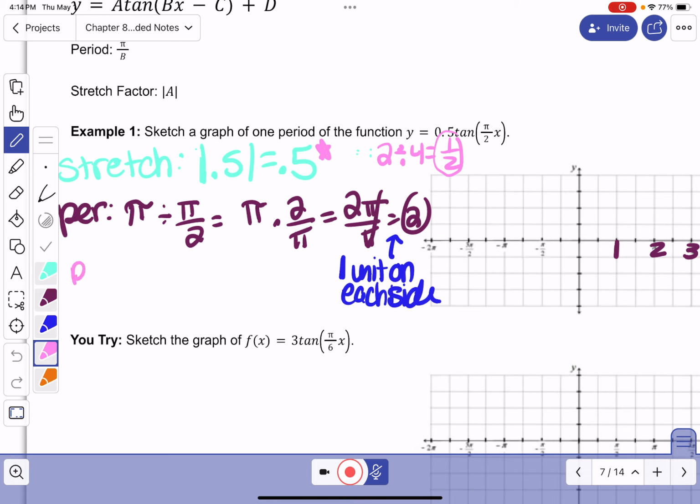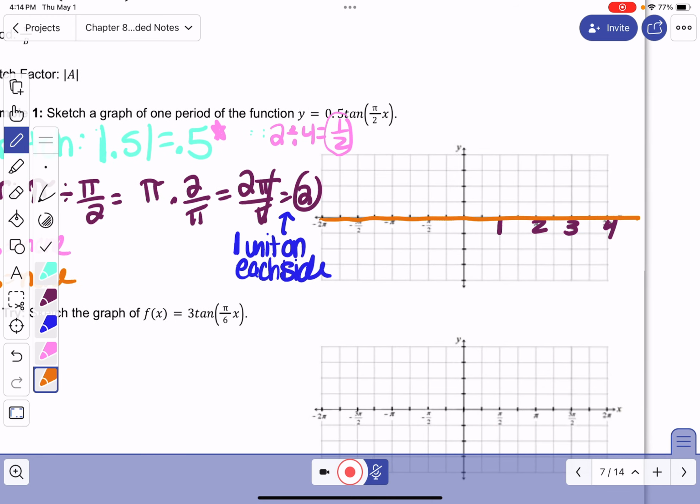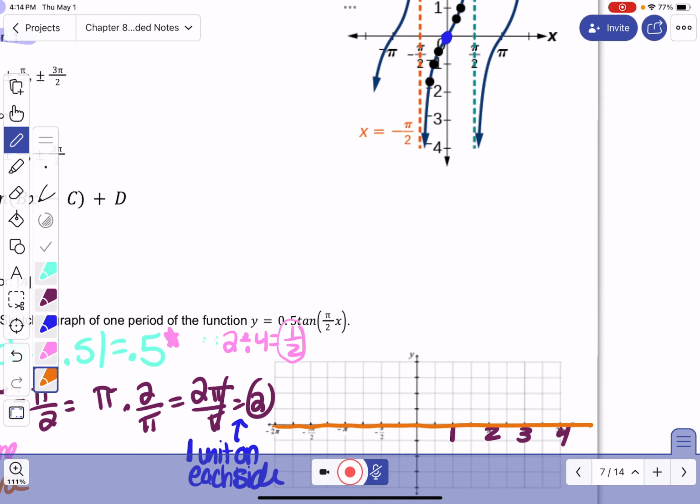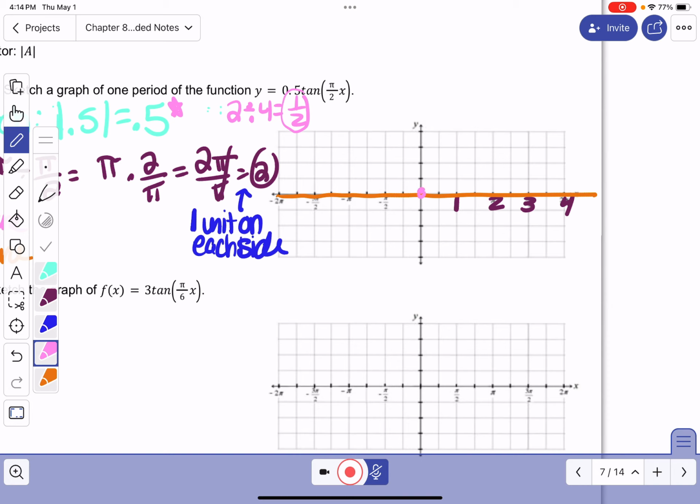And then there's no adding and subtracting, so there's no phase shift, and there's no vertical shift. So that means our midline is still at 0, and our center is the origin. So I'm going to put that dot right on the origin. And then we said it's 1 unit on each side. So our period is going to be 1 unit above, 1 unit below. And then at a half, so right here, a half, we're going to go up to 0.5. And then in the reverse, we go down 0.5. So those are the 3 points we're going to use to draw our tangent curve.